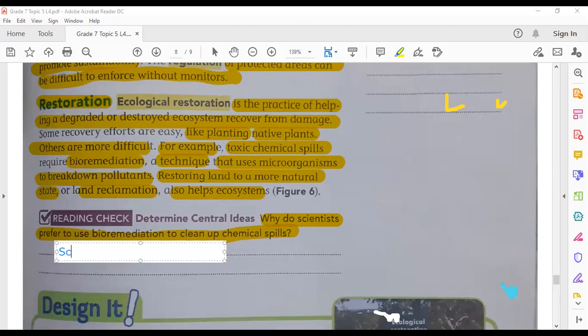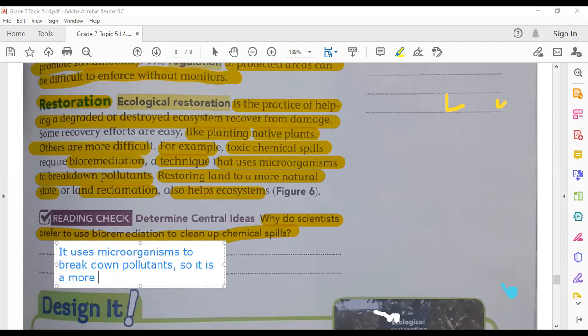Scientists. The bioremediation, this technique, it uses what? This pronoun, it refers to bioremediation. It uses microorganisms to break down what? To break down pollutants. Okay, it uses microorganisms to break down pollutants, so it is a more natural way to remove the toxins.